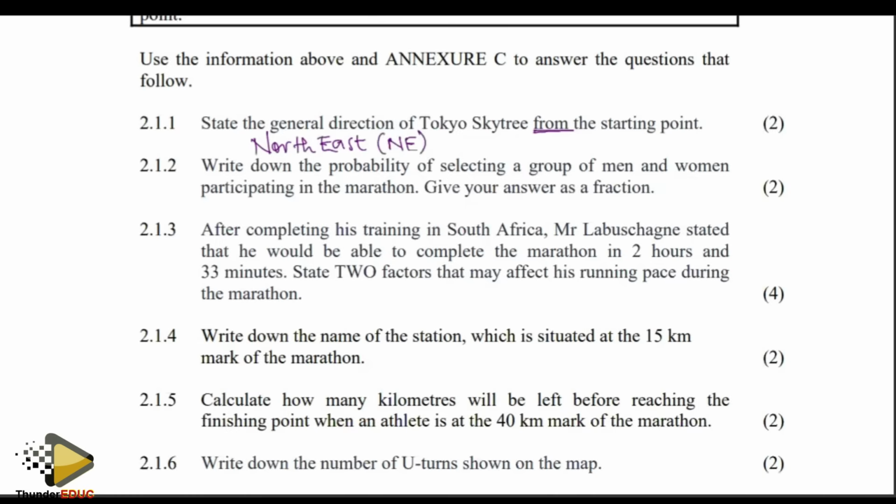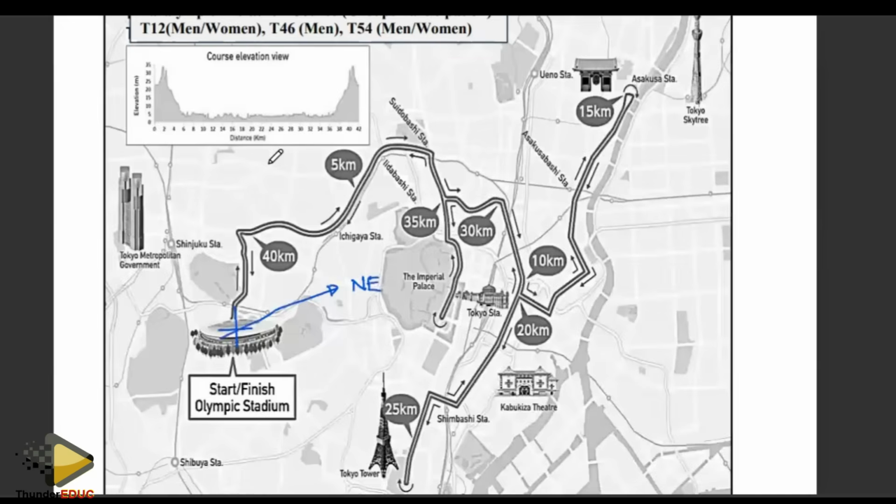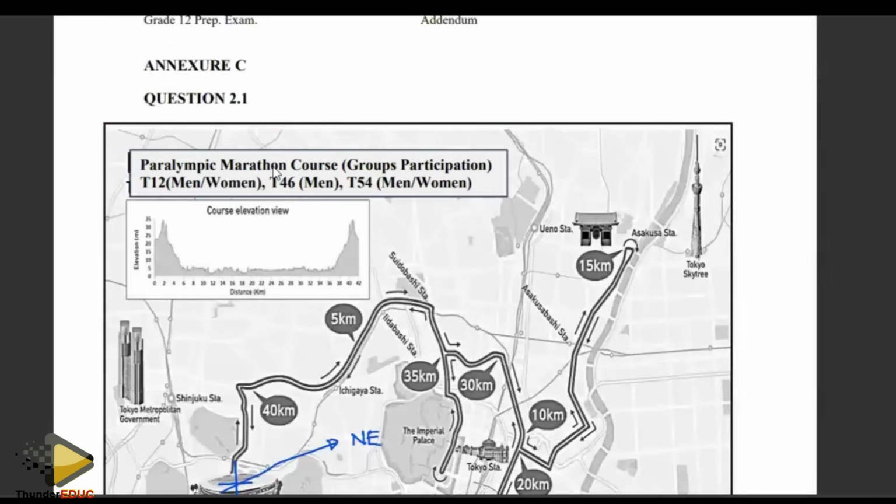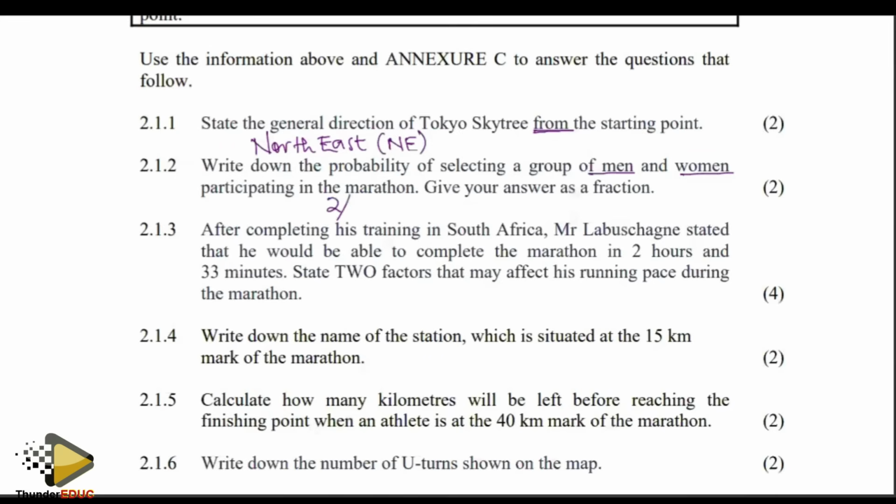Write down the probability of selecting a group of men and women participating in the marathon. Give your answer as a fraction. A group of men and women. Let's come to the next one. The groups are here. Men and women. This is it. We have 1, 2, out of how many groups? 1, 2, 3. So the probability there is supposed to be 2 out of 3.